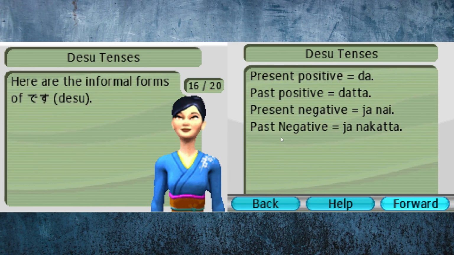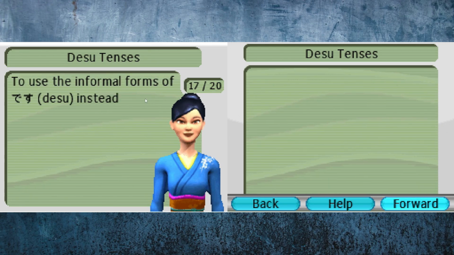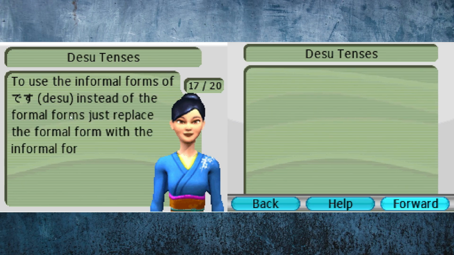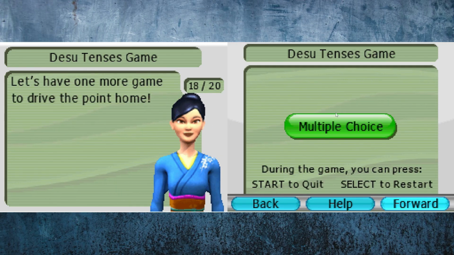The informal negative past tense of desu is janakatta. And here you don't say, like in the formal form, janakatta desu. You wouldn't add desu next to janai. This is the informal form. To use the informal forms of desu instead of the formal forms, just replace the formal form with the informal form. It's pretty easy to change. Let's have one more game to drive the point home. I guess we'll do a game.